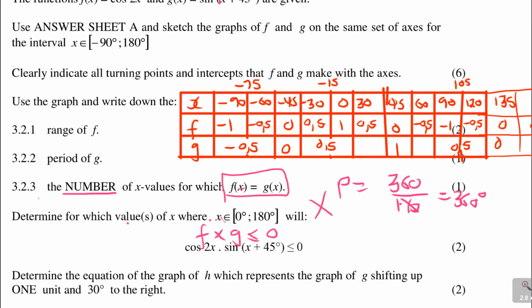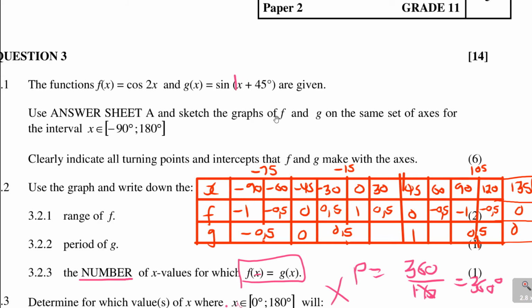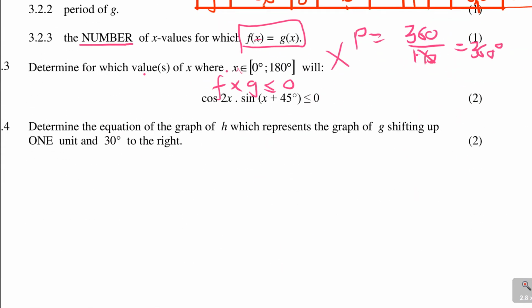And then, what's the question? 3.4. Okay, last one. Determine the equation of the graph of h which represents the graph of g shifted up 1 unit and 30 degrees to the right. So we go to the graph of g. Let me write the graph of g. Remember, g is sine of x plus 45 degrees. Let's write that so that you can see the transformation. g of x is equal to sine of x plus 45 degrees.